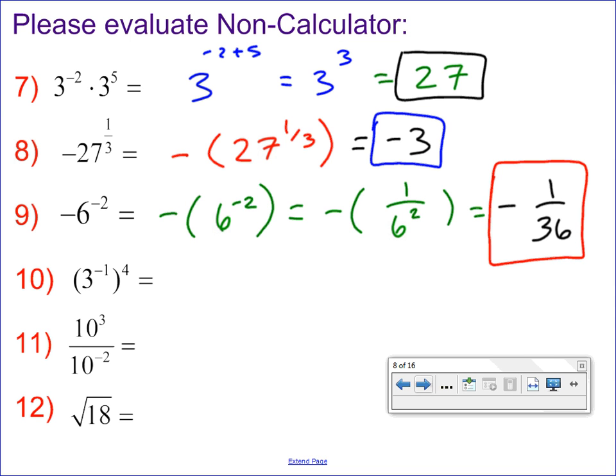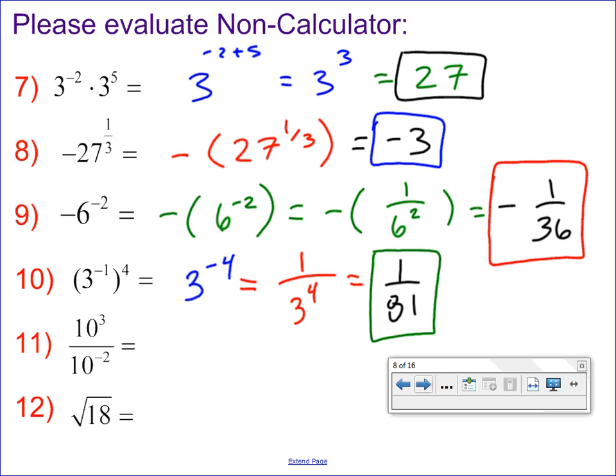Number 10, 3 to the -1, all to the 4th, is the same as raising a power to a power. My shortcut operation with exponents is multiplication. So first step, rewrite without parentheses. This becomes 3 to the -1 times 4, which is -4. I know that 3 to the -4 is the same as 1/3 to the +4, and I know that's 1/81st.